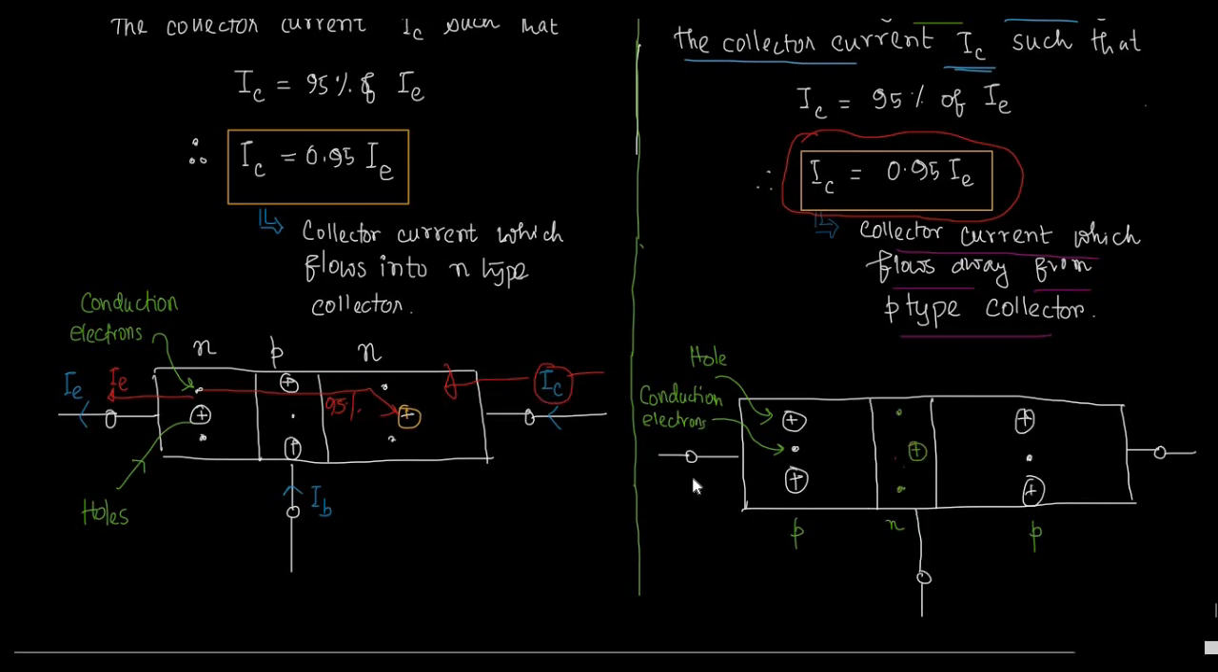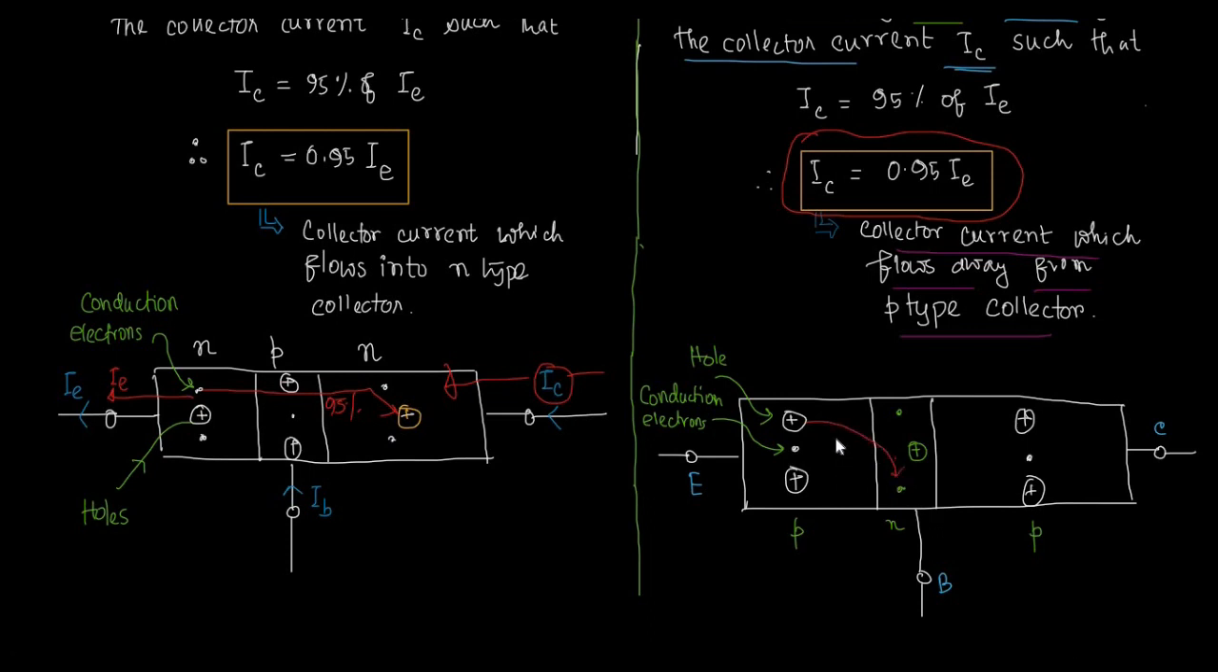Here we can denote the three terminals E, B and C, emitter, base and collector. Of the majority charge carriers, 5% of the holes will migrate into the n-type base and recombine with the conduction electrons, producing base current IB, and 95% of holes migrating from emitter to collector will produce collector current IC. Here the emitter current will flow into the p-type emitter, but base current IB and IC will flow away from the base and collector.